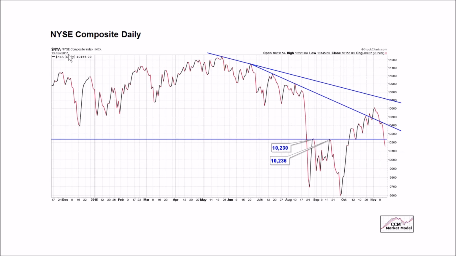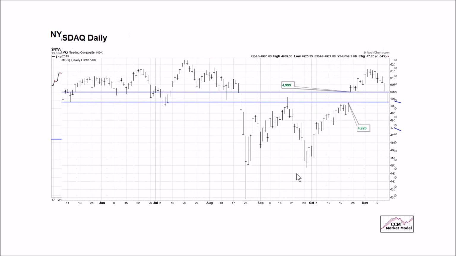This is the broader NYSE composite as of the close on Friday, November 13th. Bullish breakout, failed breakout, bullish breakout, now a failed breakout. If you're a client, you can see why on Friday we cut risk fairly significantly, and we will continue to do so if the hard data and the rules require us to do that.